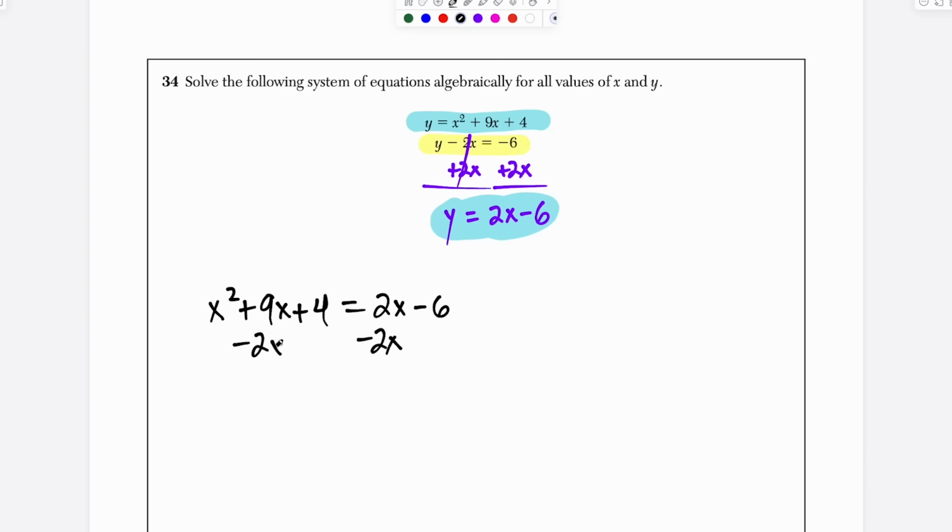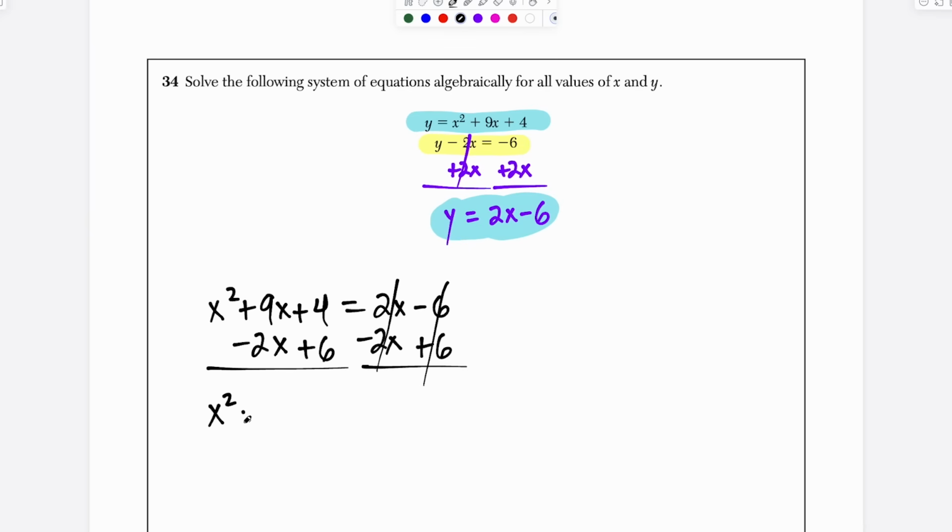And I'll just make that a little bit neater. So we have minus 2x. And also what we could do is plus 6 to both sides as well. So in algebra, you are allowed to do 2 steps at once. So 2x minus 2x cancels, and negative 6 plus 6 cancels out. And now you've got x squared.